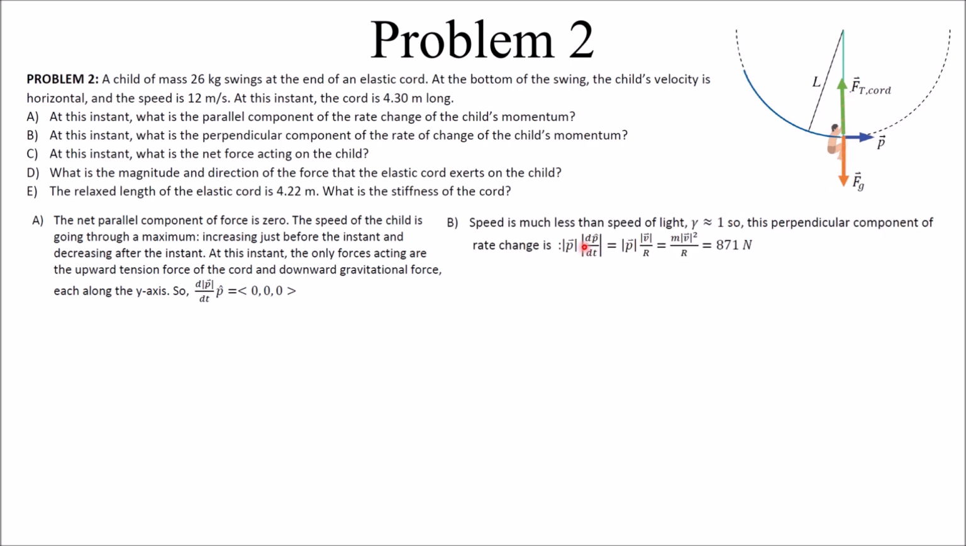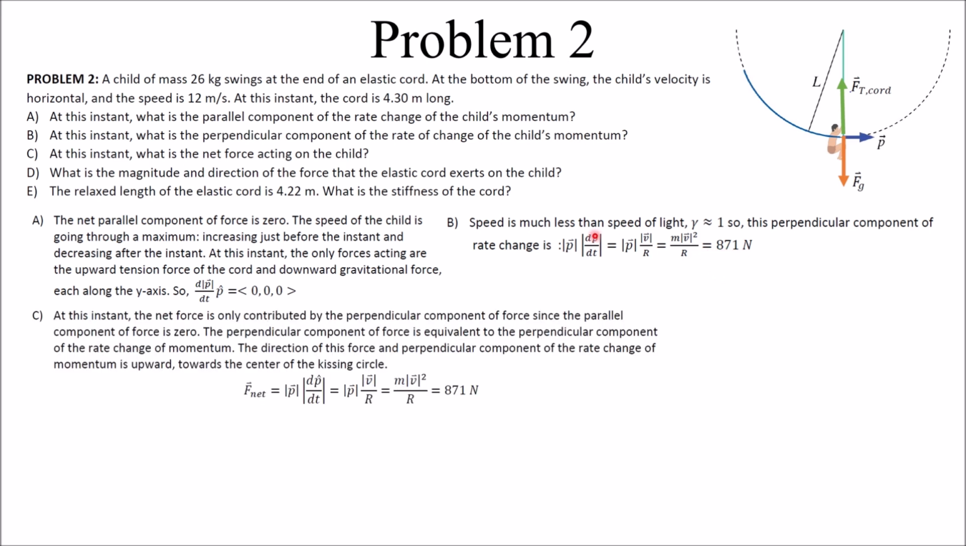For this one, we are also going to assume that we're much less than the speed of light in terms of our velocity, and so the gamma is about 1. But the point here is that we're looking at centripetal force like we saw earlier, and we're using that mv squared over r formula. The rate of change of the child's momentum in that direction is calculated using that formula. So we plug in the mass of 26, the velocity of 12, and the length of the cord, which is 4.3, and so we get 871 newtons.